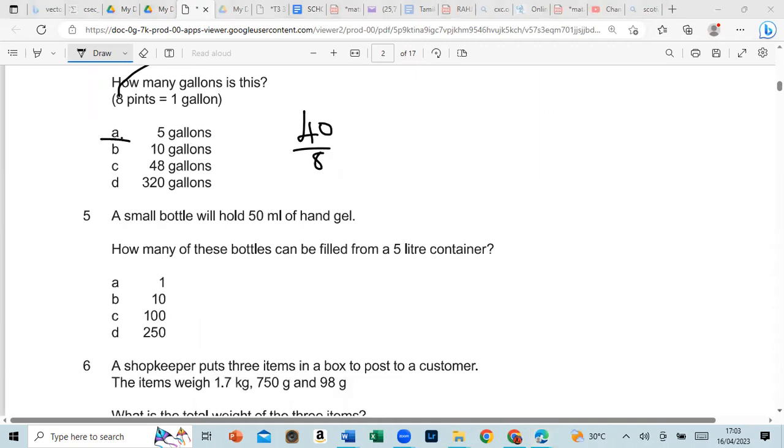A small bottle holds 50 milliliters of hand gel. How many of these bottles can be filled from a 5-liter container? C. It's 5,000 after converting liters to milliliters, and then we divide by 50. That gives us 100. Definitely C.